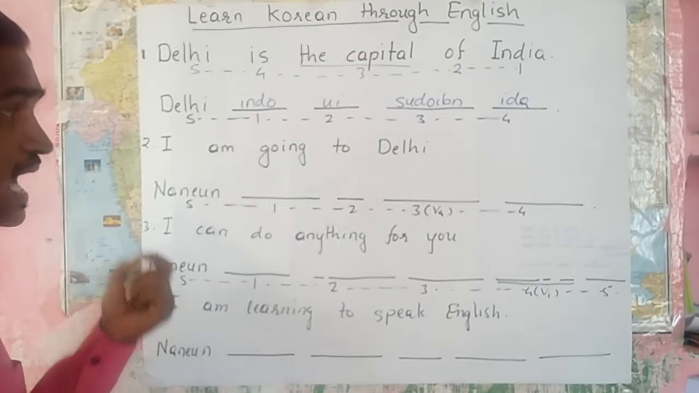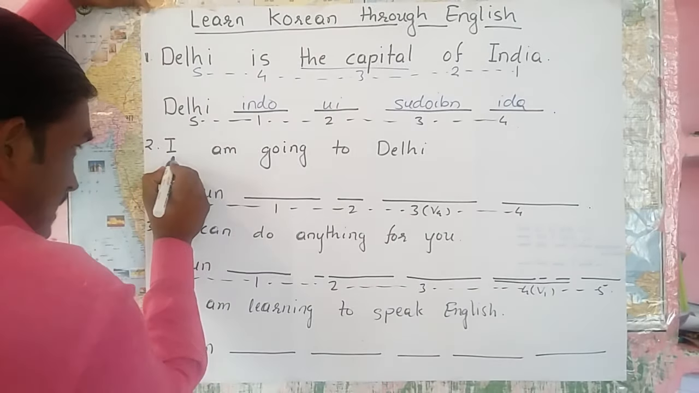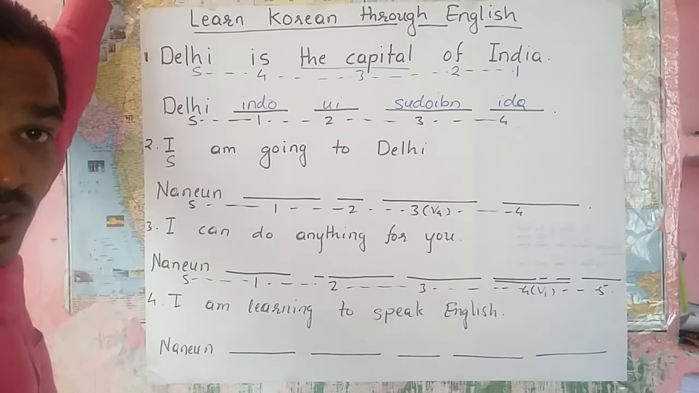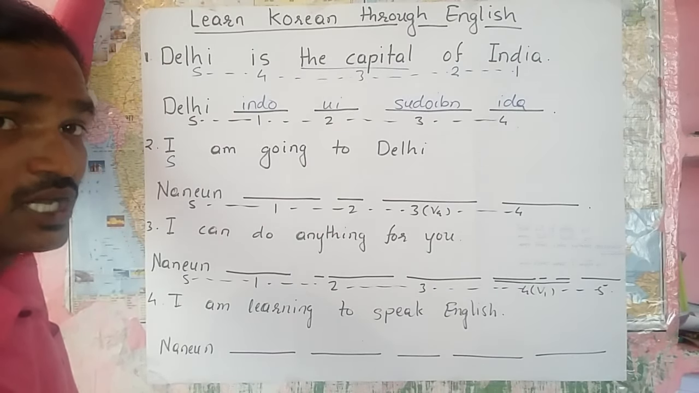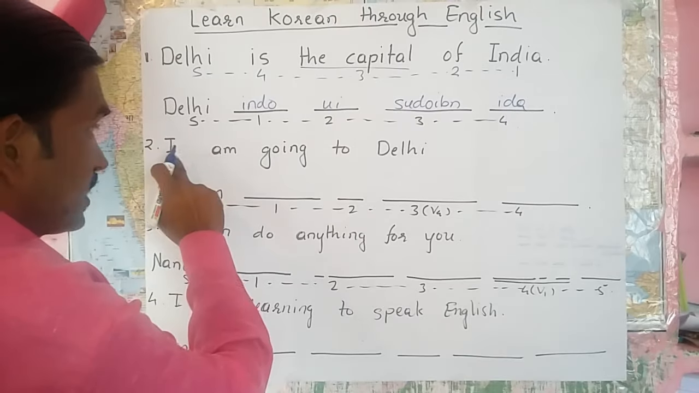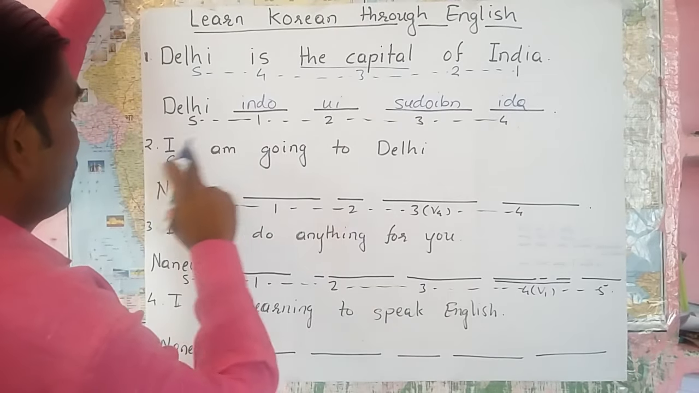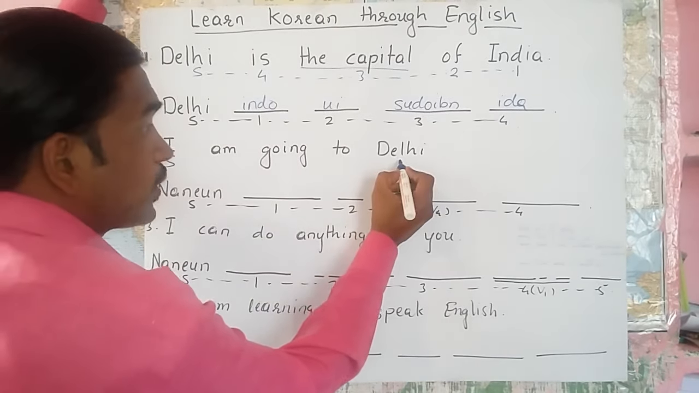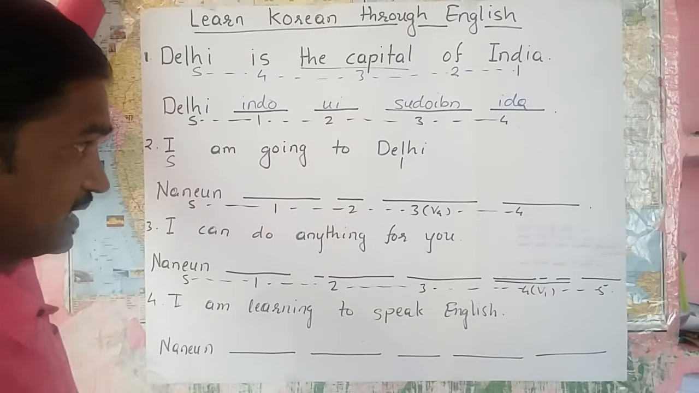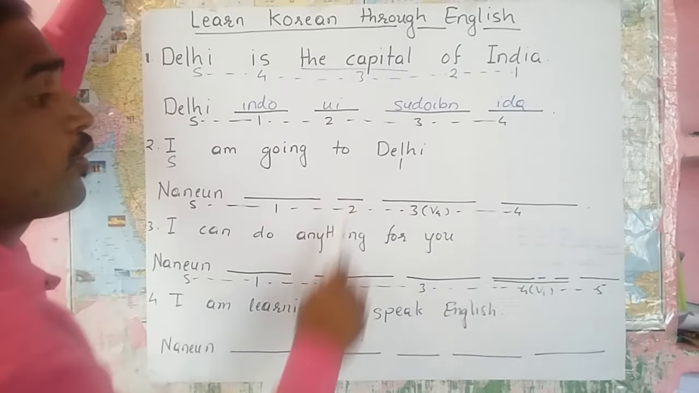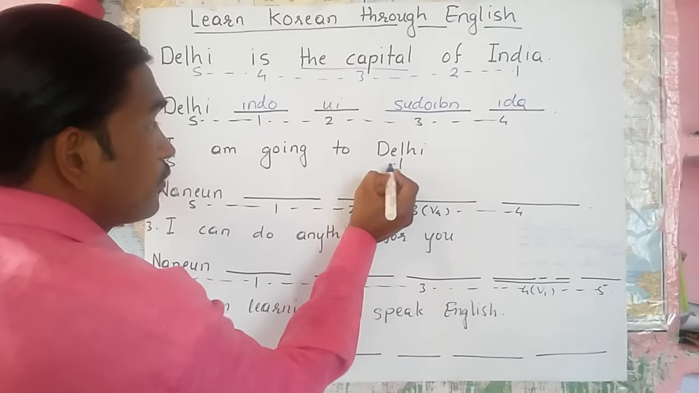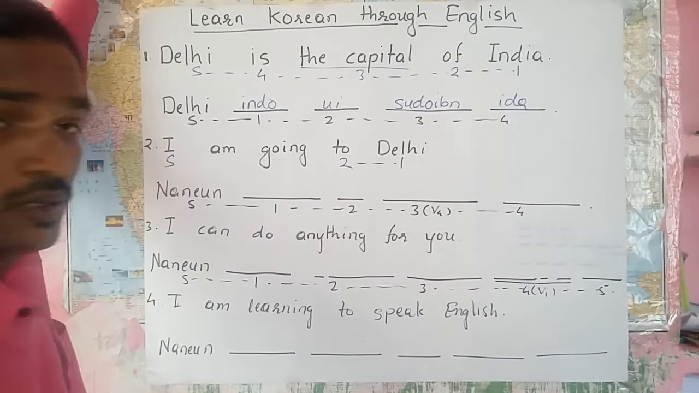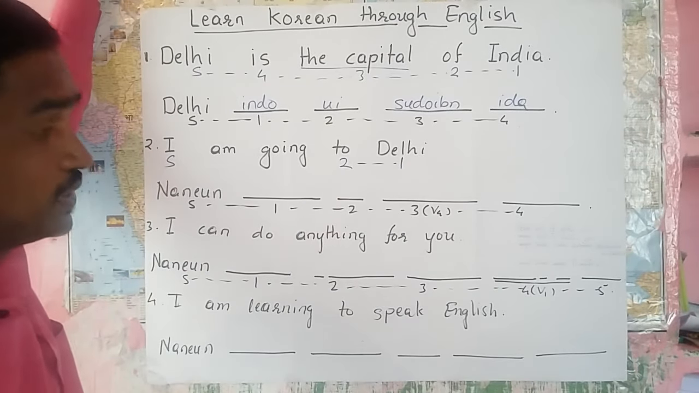Next sentence is, I am going to Delhi. The subject of this sentence is I. The Korean word for I is Nanyun. After finding subject, we should directly go at the end of the sentence. At the end of the sentence, above one is Delhi. Look here. Nanyun, Delhi. Before one, above two is to. The Korean word for to is E.